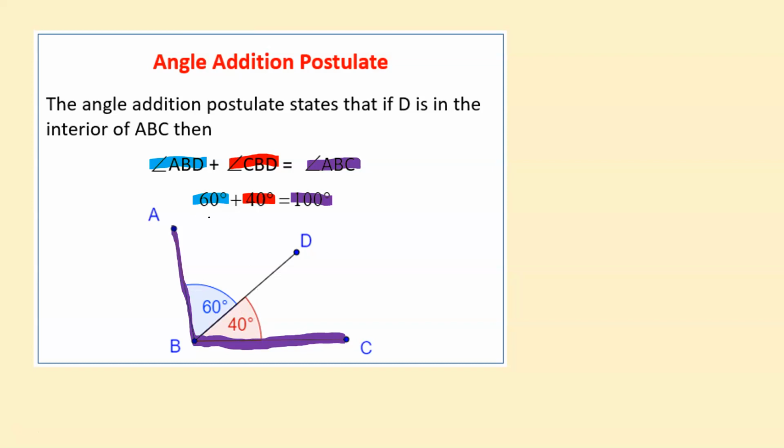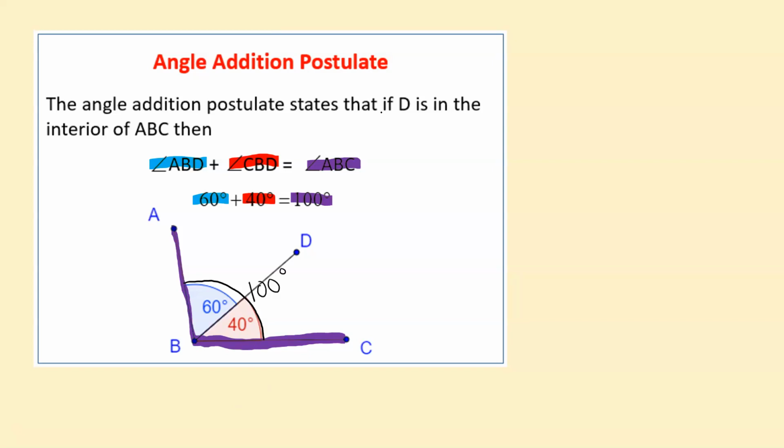And we see the same thing in the equation down here, that angle ABD, we know that's 60 degrees, right? Angle CBD, we know that's 40 degrees. And angle ABC, this whole thing, we can see is 60 degrees plus 40 degrees. It is from here all the way to here, so that would be 100 degrees.